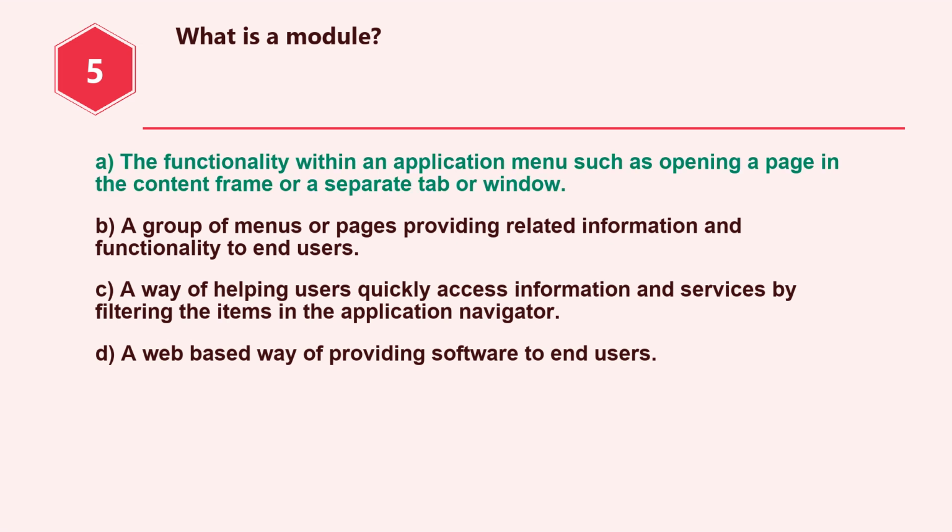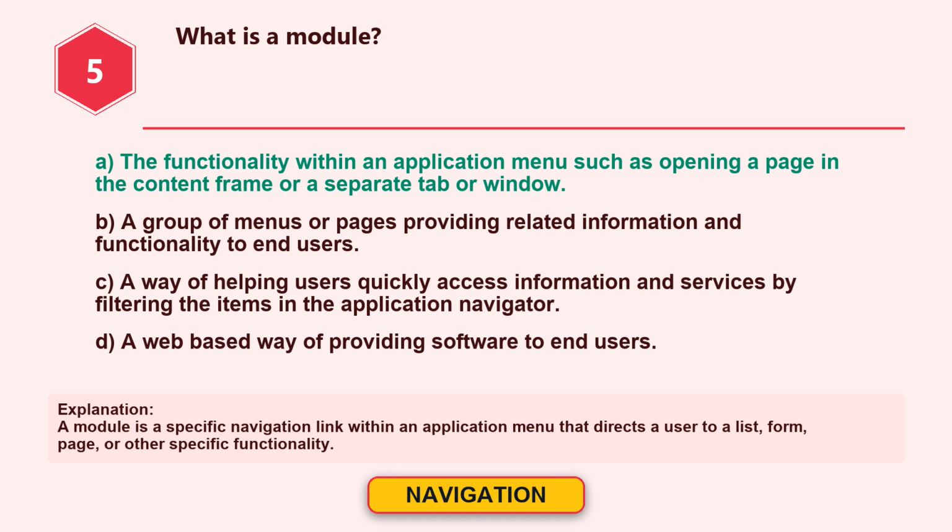The correct answer is option A. The functionality within an application menu such as opening a page in the content frame or a separate tab or window. A module is a specific navigation link within an application menu that directs a user to a list, form, page, or other specific functionality.